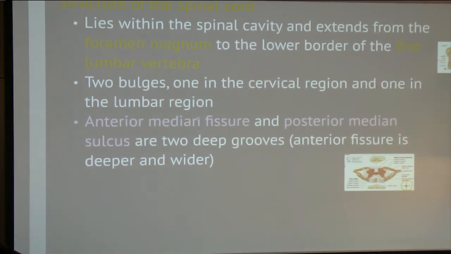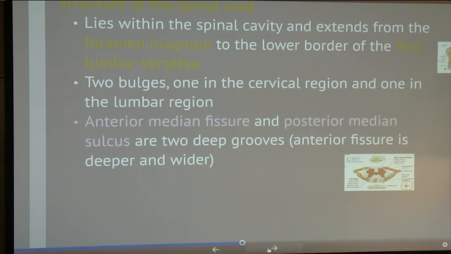So remember, in the last lecture, I told you that you are going to need to know what side of the spinal cord is anterior and what side of the spinal cord is posterior. So anterior side has a median fissure. Posterior side has a median sulcus. A fissure is deep and wide compared to a sulcus. So the anterior side, you see a very deep and wide groove. On the posterior side, a sulcus is not so deep and not so wide.